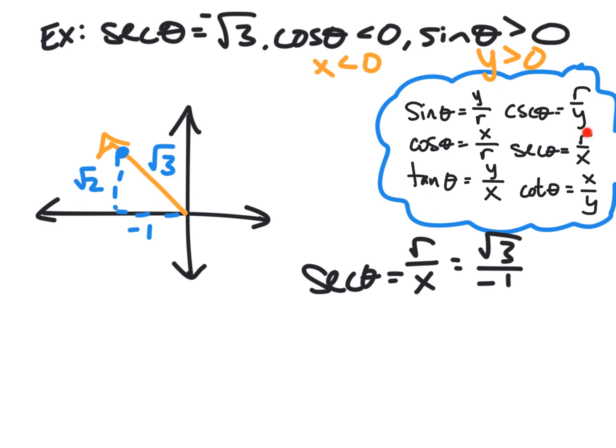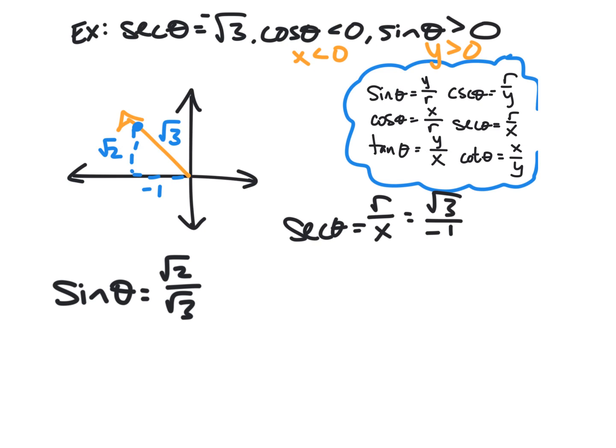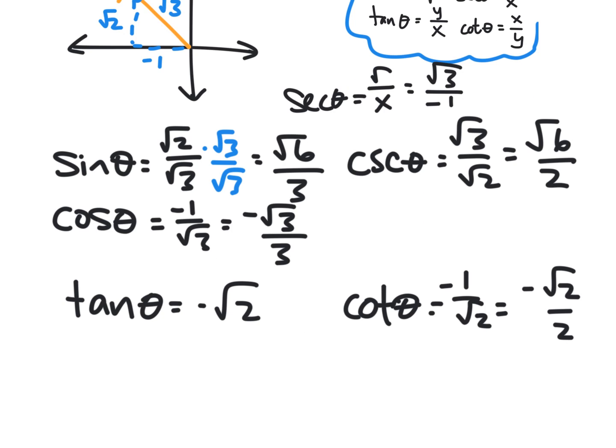Now we need to fill out all of these, and remember that you have to rationalize denominators. And what I mean by that is, look at sine of theta. You have square root of 2 over square root of 3. Well, you can't leave a square root of 3 in the denominator. So you multiply by square root of 3 over square root of 3 to get the square root of 6 over 3. Now fill out the rest of them. All right, after filling out the rest and then rationalizing denominators, these are the answers that we come up with.